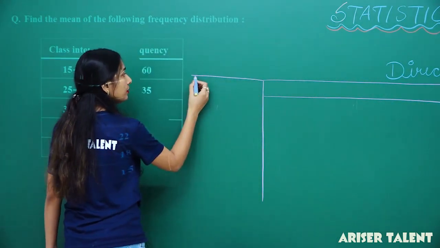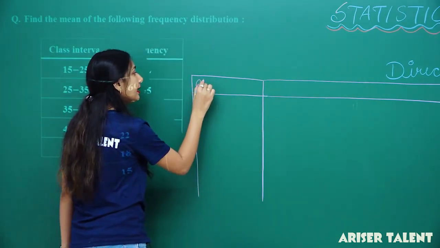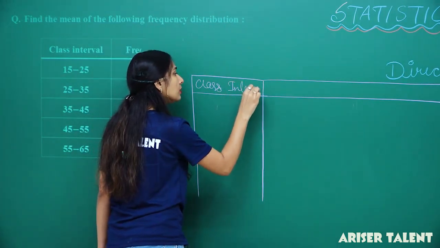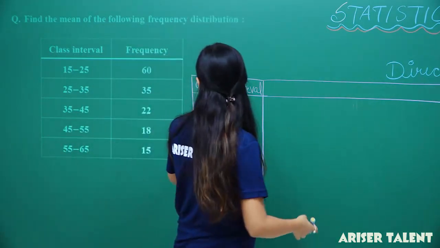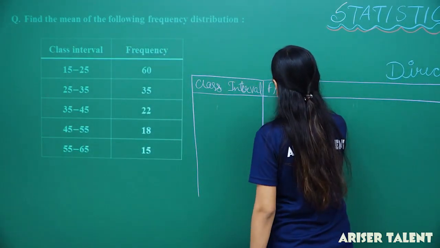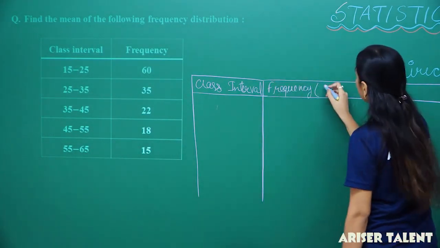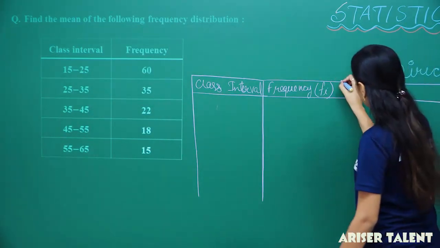The first one was class interval, right? Anyway, you have to use the information which is given. So first is class interval, then frequency. Frequency we denote by Fi, where i is the column.